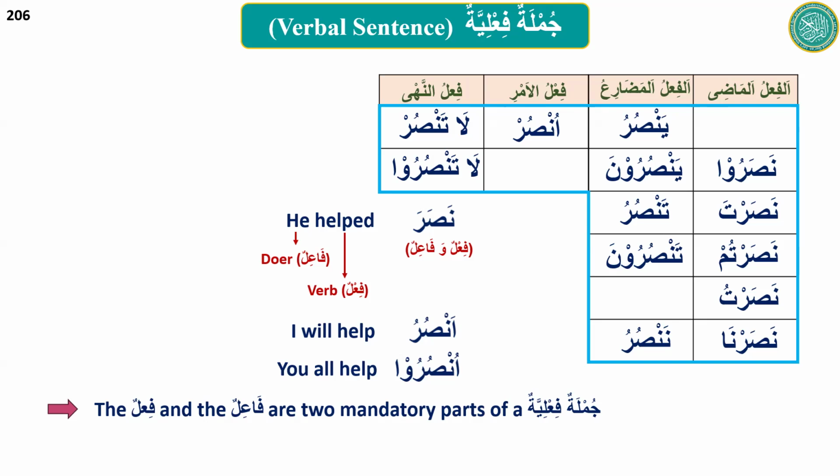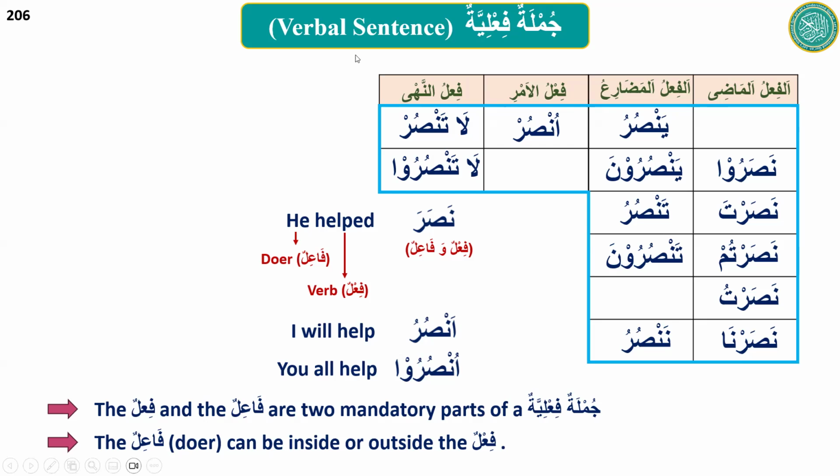They have to be in there. And it will automatically happen. Once you have a fail, it always comes with a file. Sometimes the file, which is a doer, is inside the fail, which was the case here. The three examples, Nasara, Ansuru, Unsuru. But sometimes it is not inside the fail. It is outside. The file is outside the fail. And we already have discussed this.